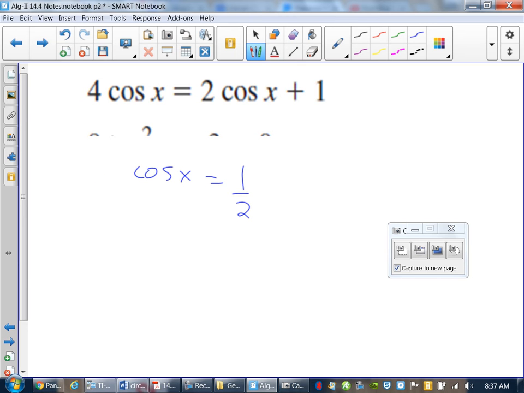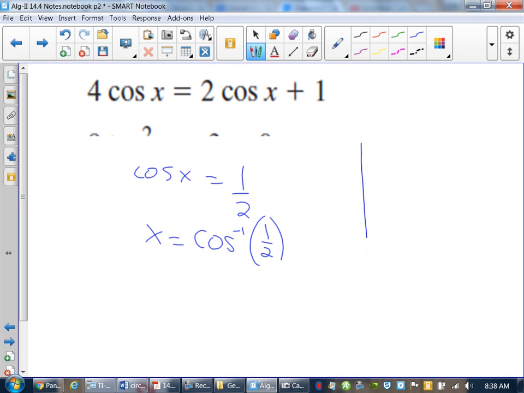And then you're asking, where is cosine? What angle has a cosine value that equals 1/2? Wait, why isn't it equals 1? Oh, you just. So which triangle has the adjacent of 1 and a hypotenuse of 2? So you have to be adjacent of 1, hypotenuse of 2, which means this has to be your 60.